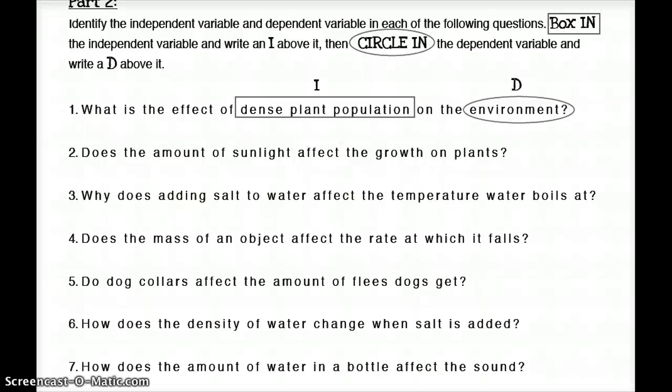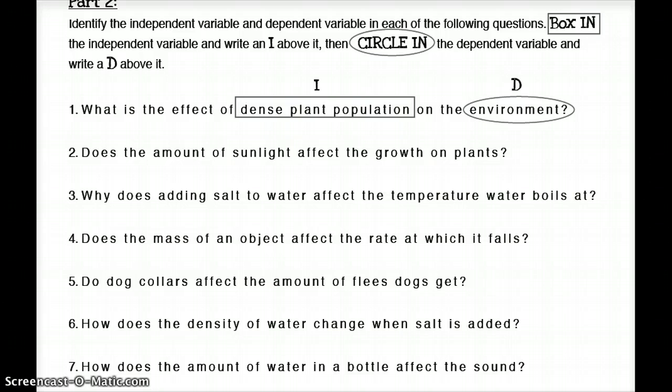Alright, so some of you are having problems with understanding how to do the scientific method part of the homework on the back side with the independent and dependent variables. So what I want to do is just go through and help you guys out in understanding how to do some of these. So number one, it says, what is the effect of dense plant population on the environment?